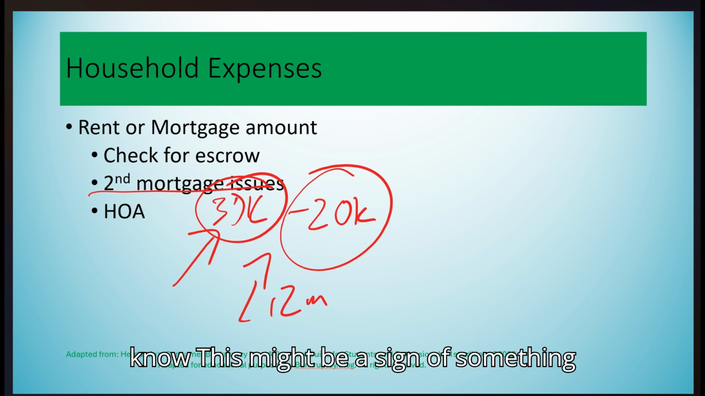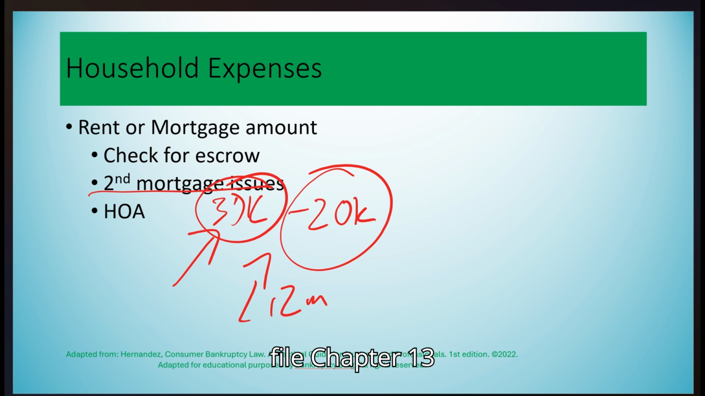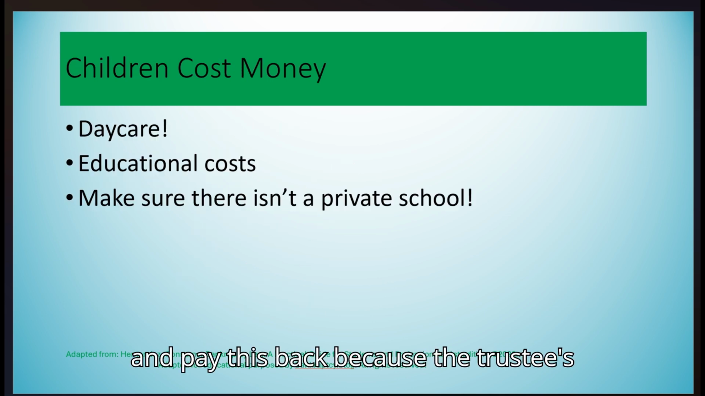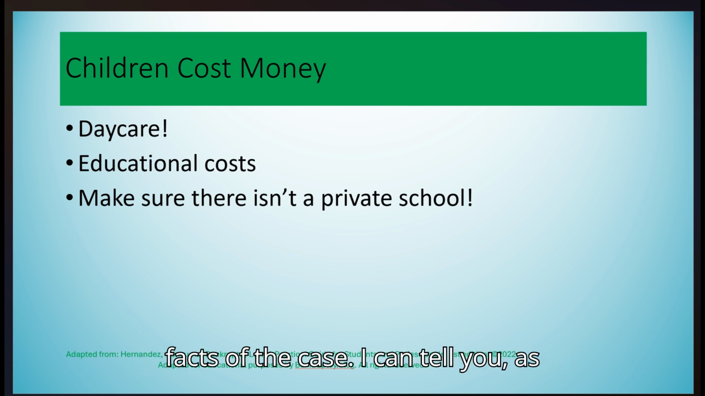How do we get there? This might be a sign of something bigger, such as maybe the client needs to file Chapter 13 and pay this back because the trustee is going to object. It really depends on the facts of the case.